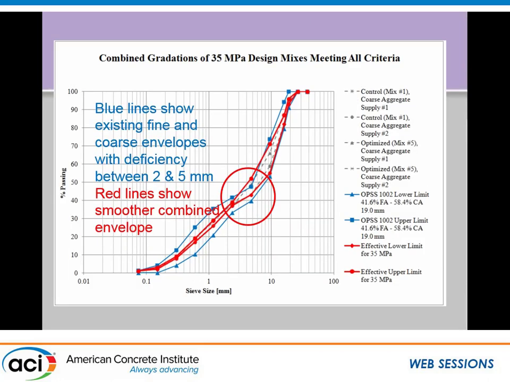I'm sorry, it's not the best graph, but if you look at the blue envelope there, that's what happens if you take a standard fine aggregate and a coarse aggregate envelope and stick them together. There's that bump in the middle that I've circled there. Put in an intermediate material and you can bring the stuff out and get rid of that gap-graded mix, which is typically in the quarter inch, 1 or 2 millimeters up to quarter inch size.